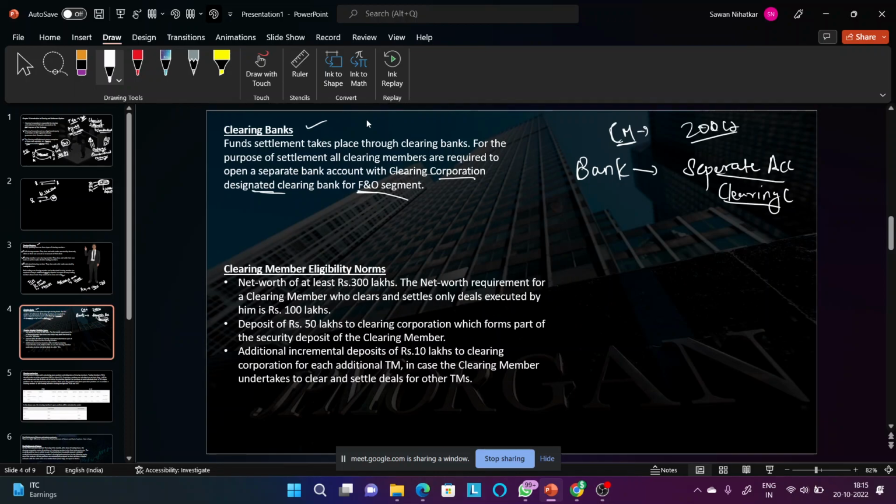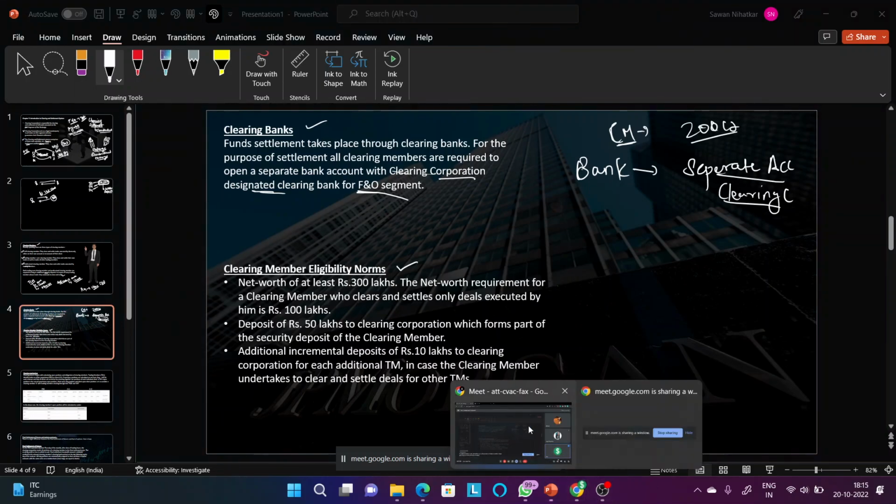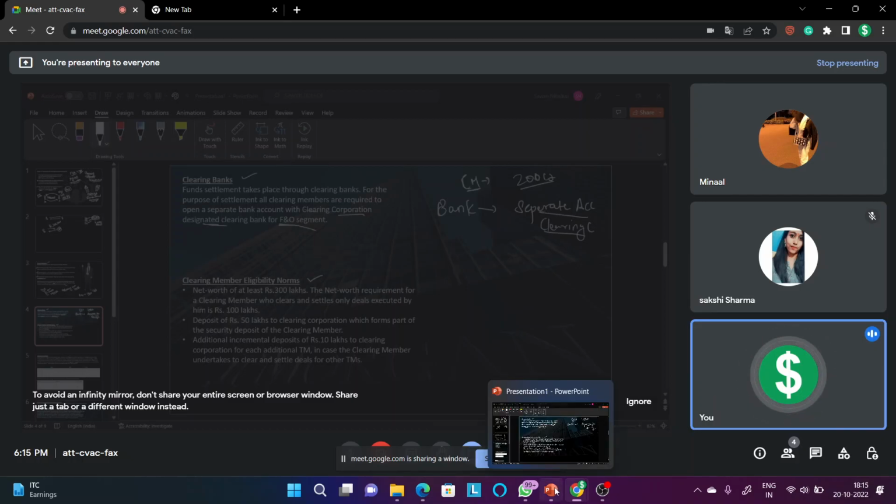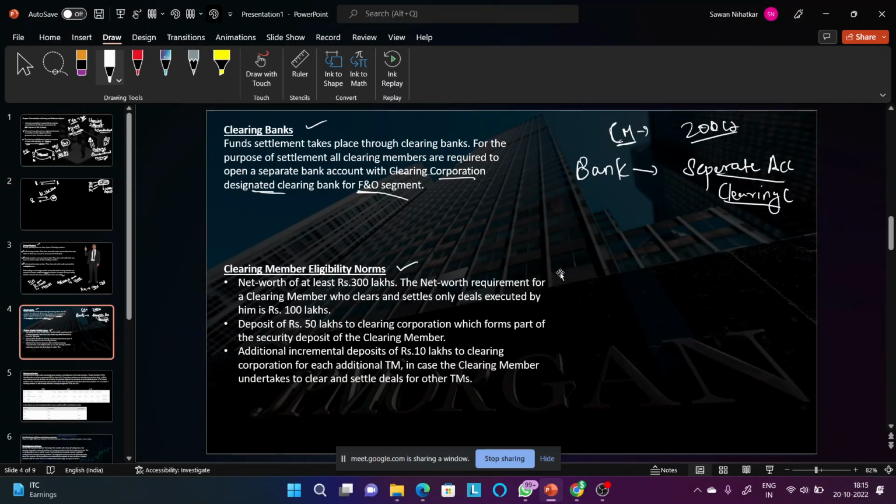So what is the eligibility for a particular clearing member? So what is the exact eligibility of a clearing member? So these are just the requirements as we saw earlier also. In the previous chapter, as we saw what the eligibility criteria of a particular stock is, similarly here when we talk about a clearing member, in that case what should be his eligibility? What eligibility criteria he needs to fulfill in order to become a clearing member?